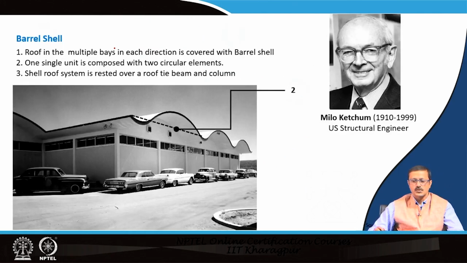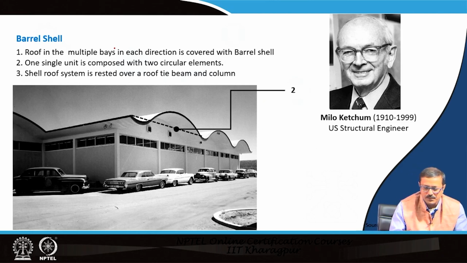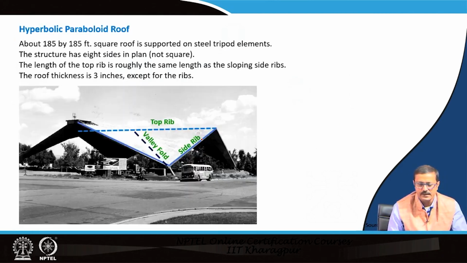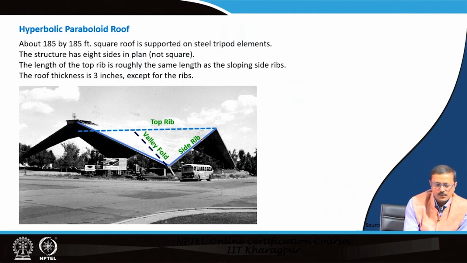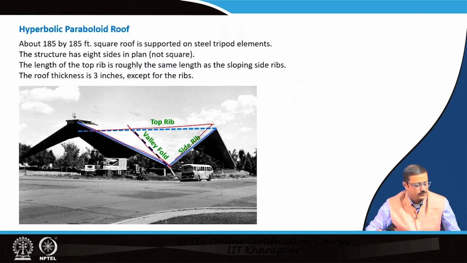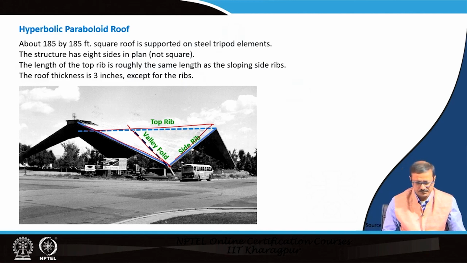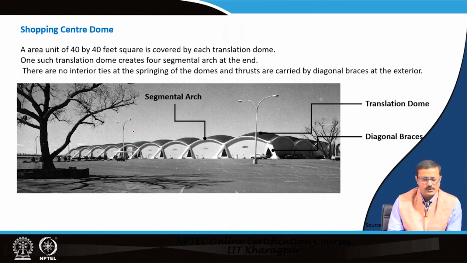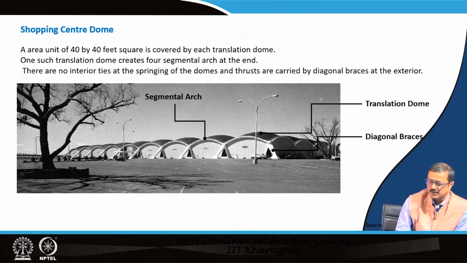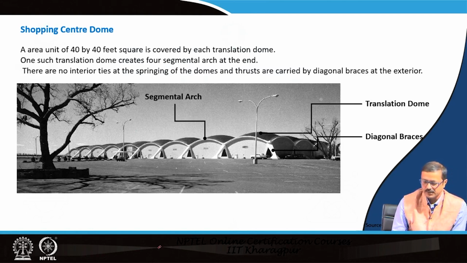We have some of the classical architectural examples by Milo, who has used the barrel vault; you see this barrel vault can be used in his roof. The second one is a kind of hyperboloid. The hyperboloid roof structure has a valley and top ribs, side ribs and so on. An octagonal plan has been taken into account for that. It is also a kind of paraboloid, and there is also a shopping center created by virtue of a dome.